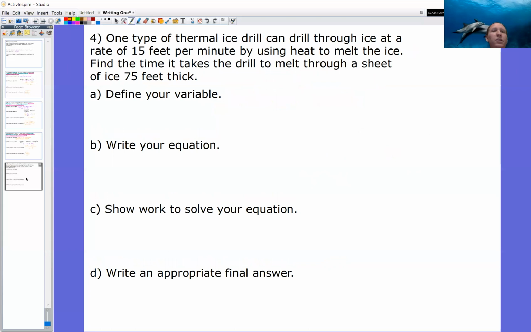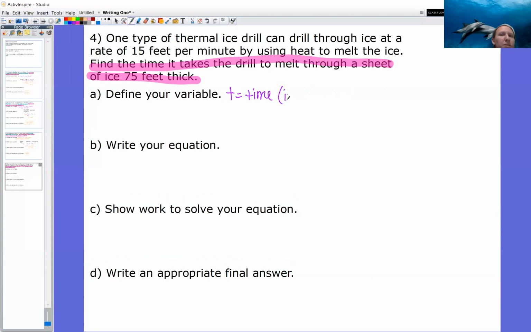Okay, last one. One type of thermal ice drill can drill through ice at a rate of 15 feet per minute by using heat to melt the ice. Find the time it takes the drill to melt through a sheet of ice 75 feet thick. Okay, so first off, define your variable. Okay, it says find the time it takes the drill to melt through a sheet of ice 75 feet thick. So I'm going to say T equals time.